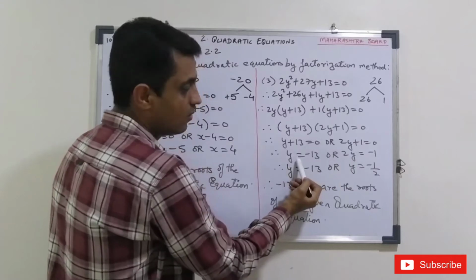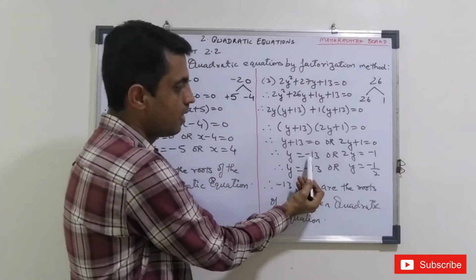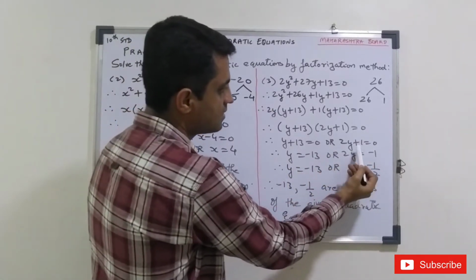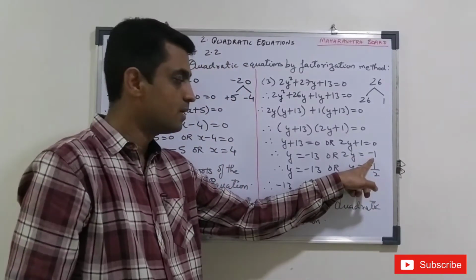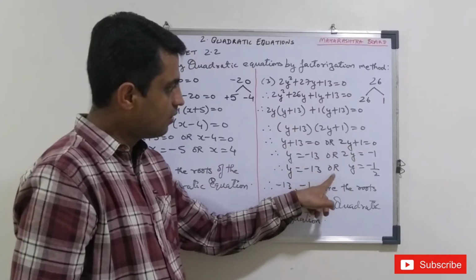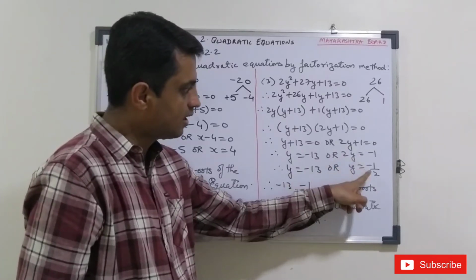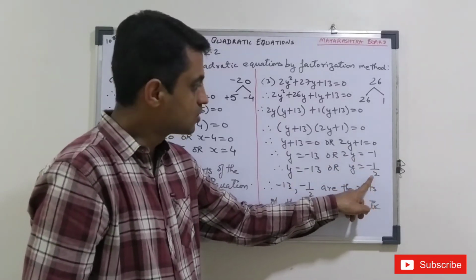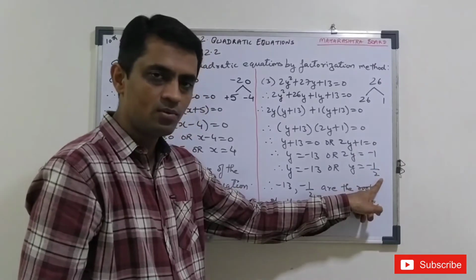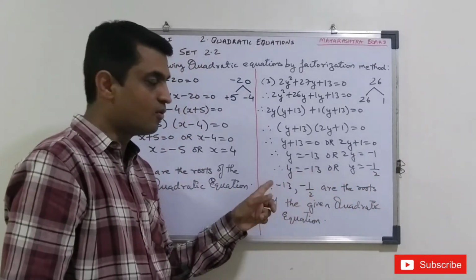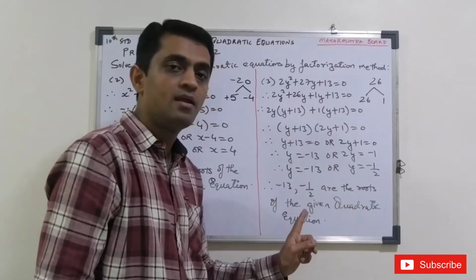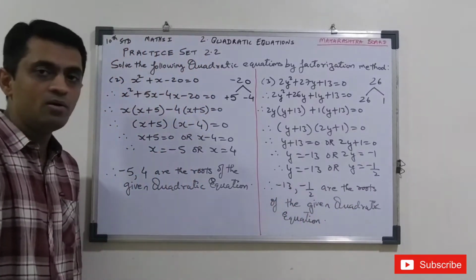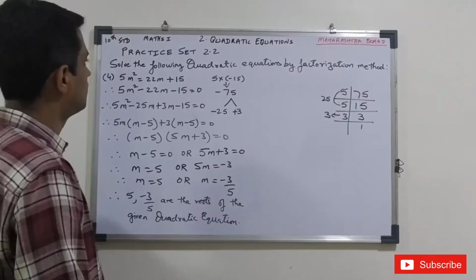So y is equal to minus 13. Or here 2y is equal to, this 1 will come here, it will become minus 1. So y is equal to, 2 will come down, transpose down, so y is equal to minus 1 upon 2. Then the final answer: therefore minus 13, comma minus 1 upon 2 are the roots of the quadratic equation. Either copy down or please take a screenshot.